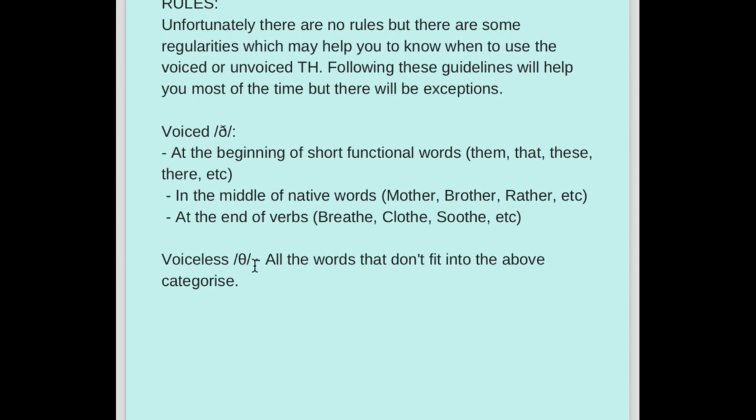Okay? And then you'll find the voiceless TH in all the words that don't fit into the above categories. Oh, have I written categories? I've written that wrong, haven't I? Oh dear, I'll have to correct that typo. Goodness me, that one slipped through the net. That's another phrase that we use. To slip through the net means something that I've missed, that I didn't notice the first time around.